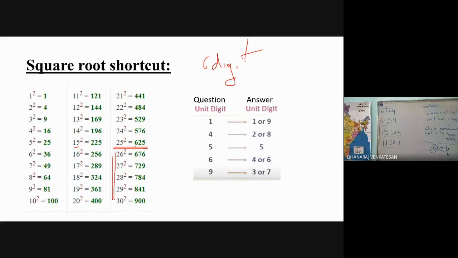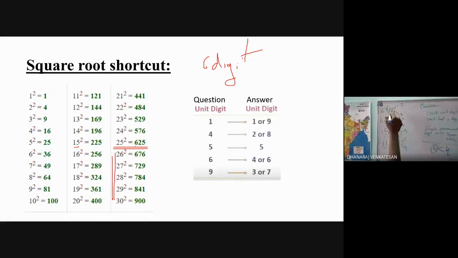How to solve? First, I will teach you. First step is to check the unit digit. 4 means it will be 2 or 8. Here it is 6, it can be 4 or 6. Here it is 5, obviously it is 5. Here it is 1, it can be 1 or 9. This is the first step.